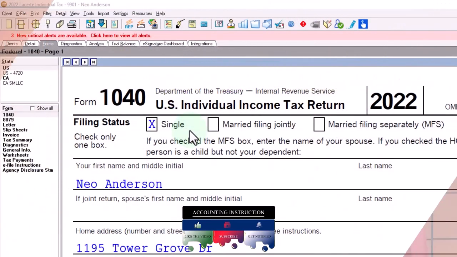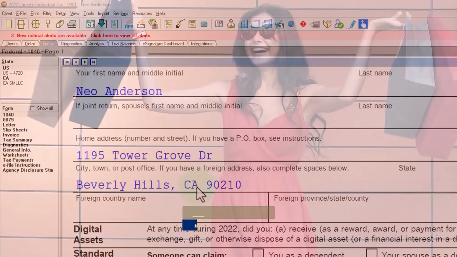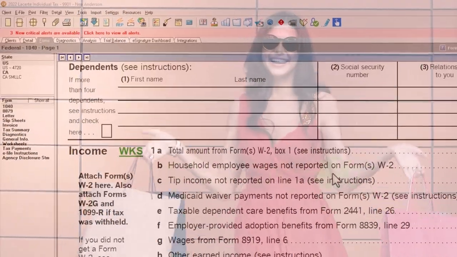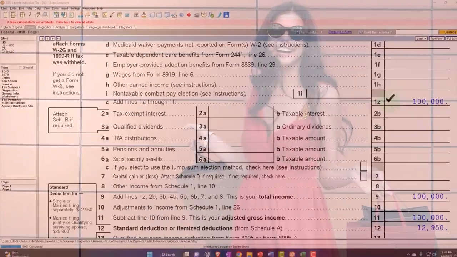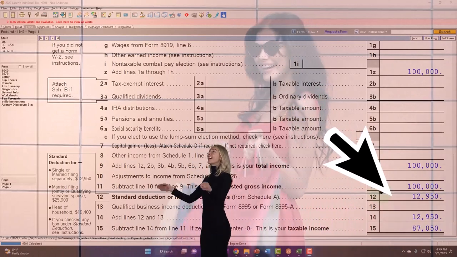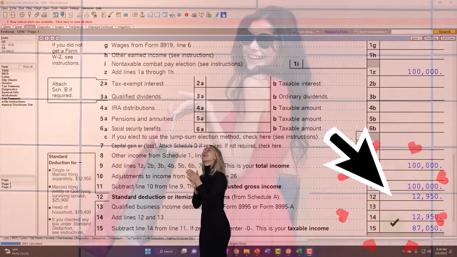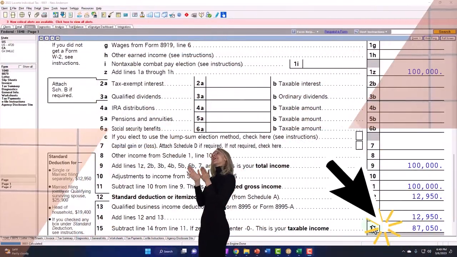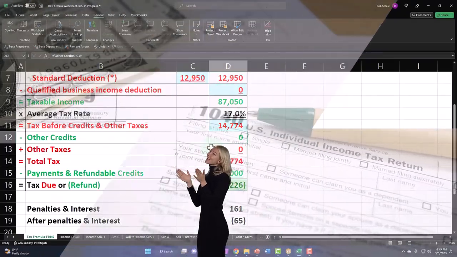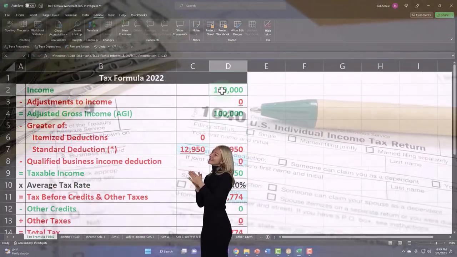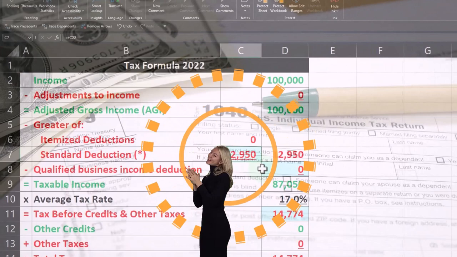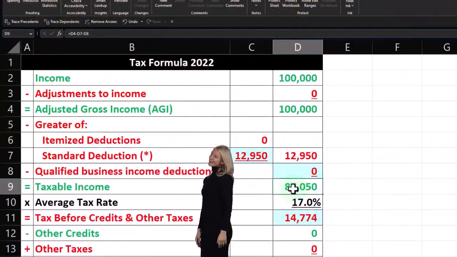Starting point, same as usual: single filer, Mr. Anderson, no dependents. We've got the $100,000 W-2 income, the standard deduction of $12,950, getting us to $87,050. If I pull that over to our tax formula worksheet: $100,000 income, $12,950, $87,050 taxable income.